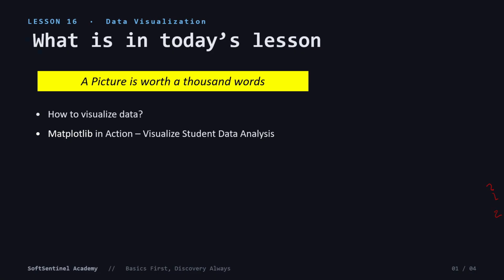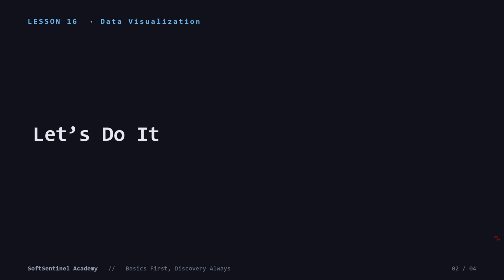What do we have today? So, a picture is worth 1,000 words. That is what we are going to discuss today. It means how do we actually visualize the data, not just in text, but now we're going to have nice visualization. And I will show you the Matplotlib library in action, where we are going to visualize the student data analysis that we did in the previous chapter. So let's get down to it.